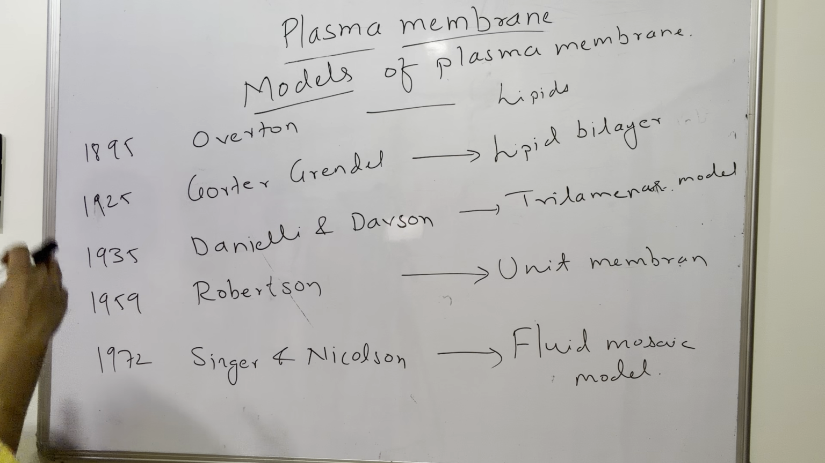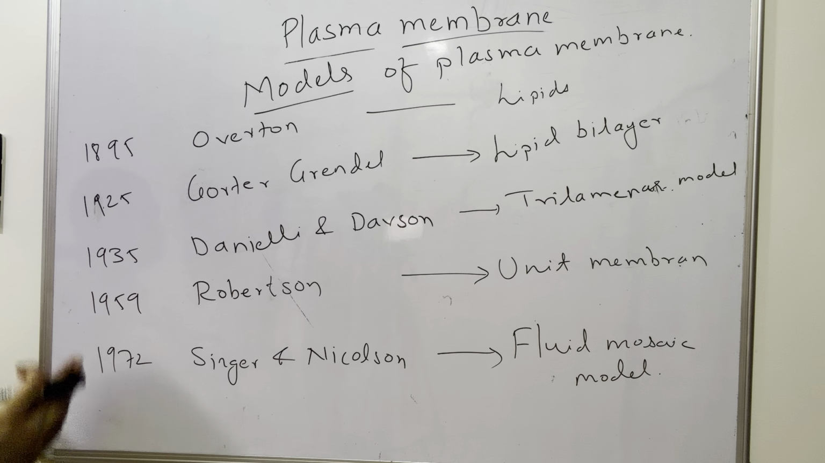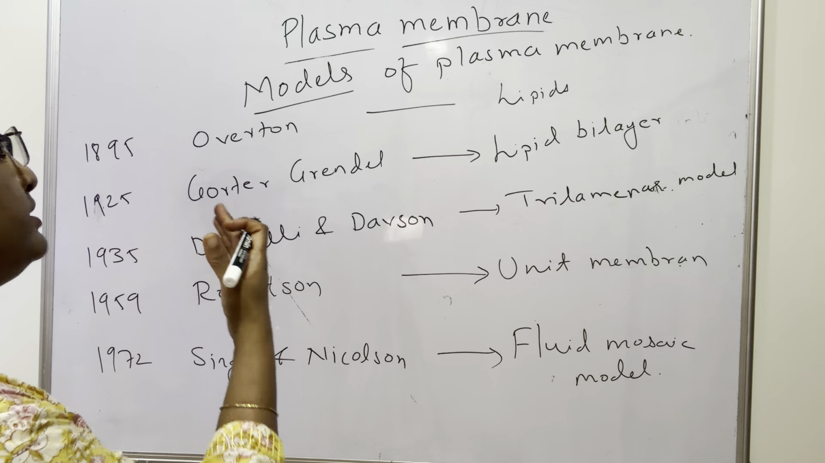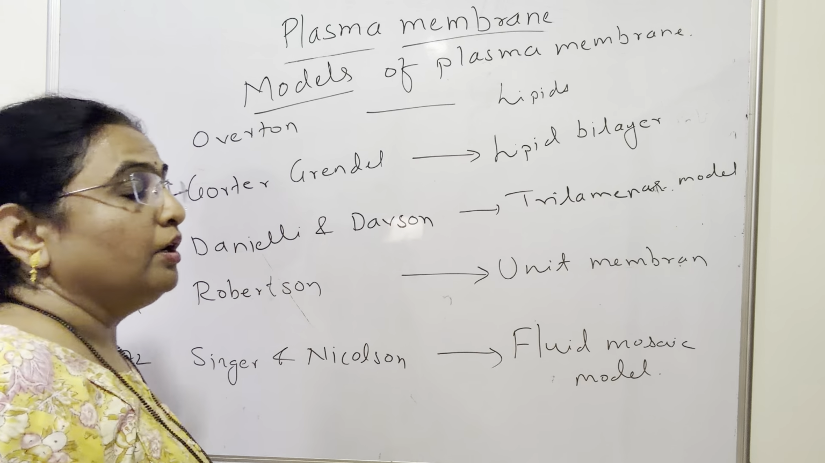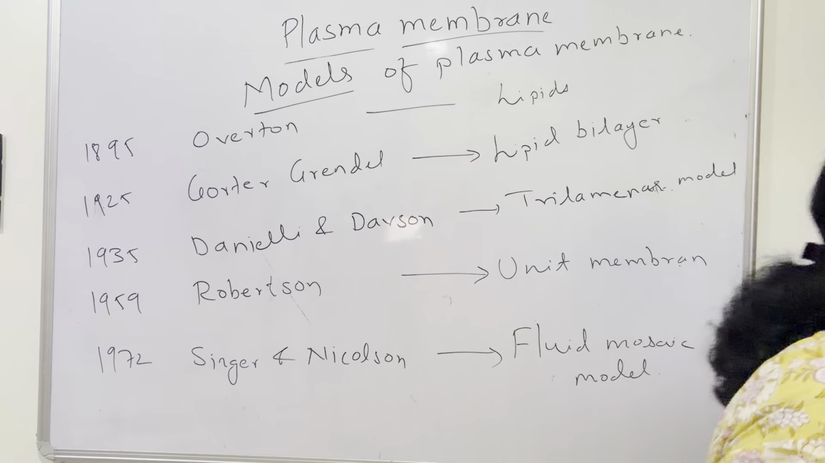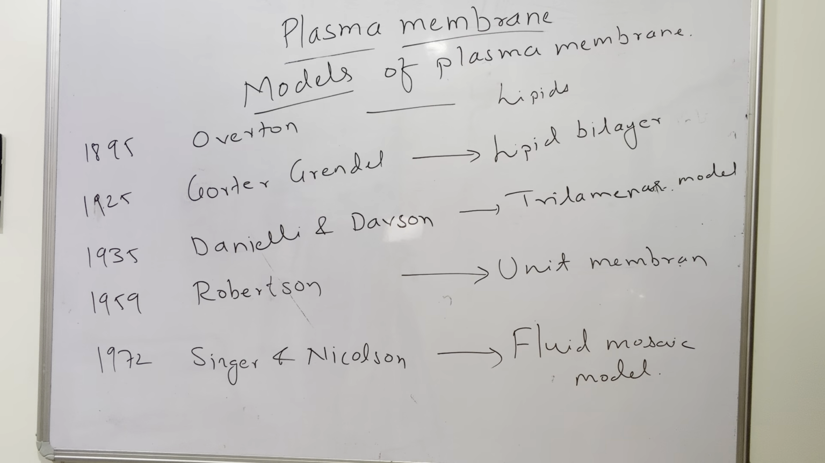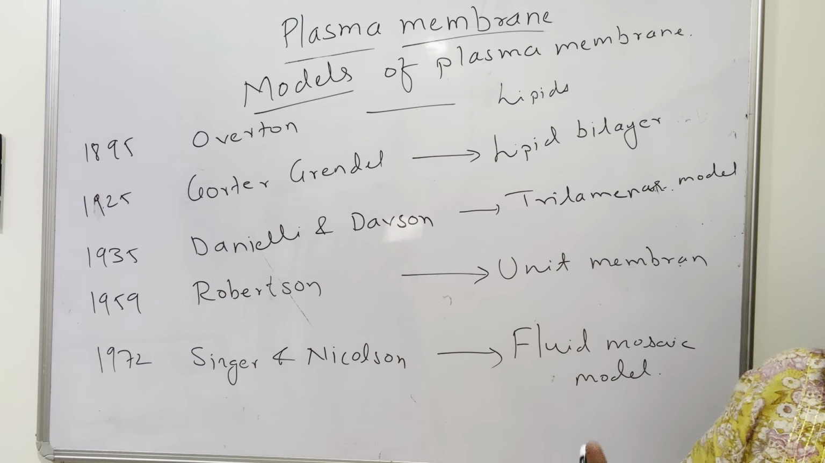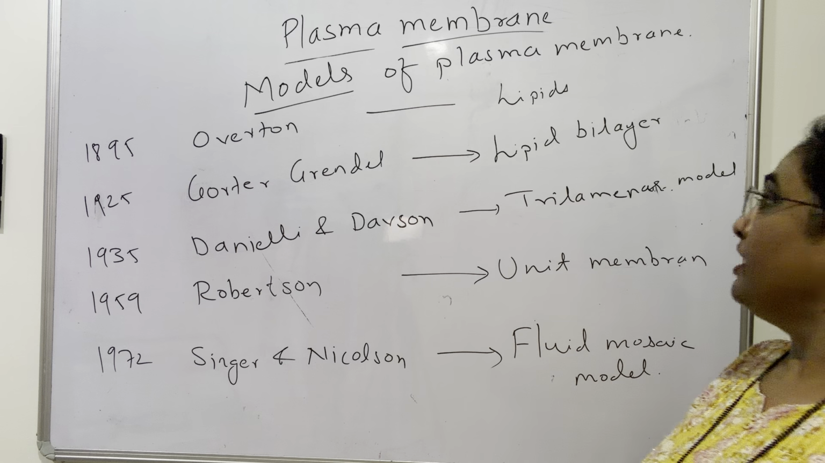First, Overton said that the plasma membrane is made up of lipids. Gorter and Grendel experimentally showed that the plasma membrane is made up of the lipid bilayer. Danielli and Davson proposed that the model is trilaminar.